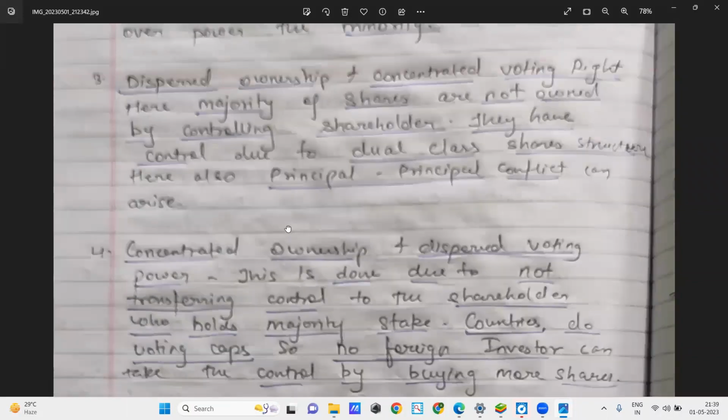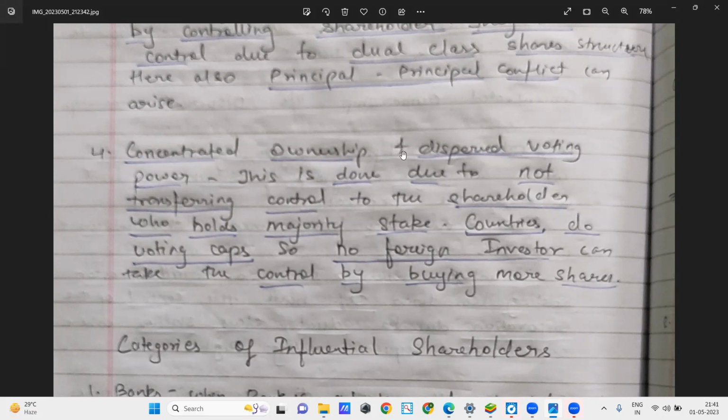The next one is concentrated ownership but dispersed voting power. Suppose a foreign company wants to invest in a certain country. What are they going to do? They pump in a huge amount of money to take control of that company. So some countries impose voting caps, so no foreign investor can take control by buying the shares. Suppose a person wants to buy a company; he will try to get as many shares as possible. Suppose he has accumulated 50% of the total shares of the company. But due to these voting caps, he will not be entitled to majority voting power.